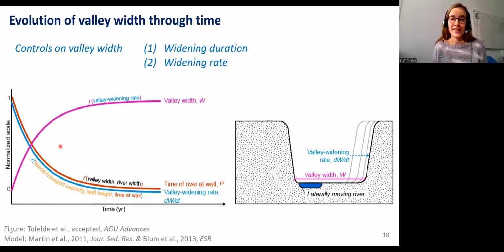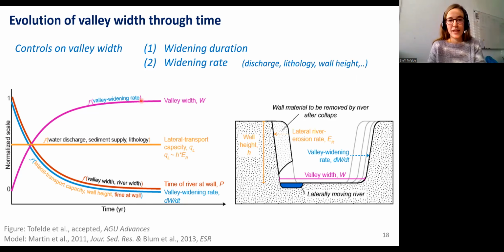So that means in a simple way, we can think about the width of a valley that we measure at a certain time when we go out to the field, for example, as a combination of two things. It's a combination of the widening duration, so how far are we within this curve, and what is the widening rate at that specific site. And the widening rate, again, changes through time. So this then brings up the next question: what actually sets the rate of lateral erosion in those times when the river does touch the wall?